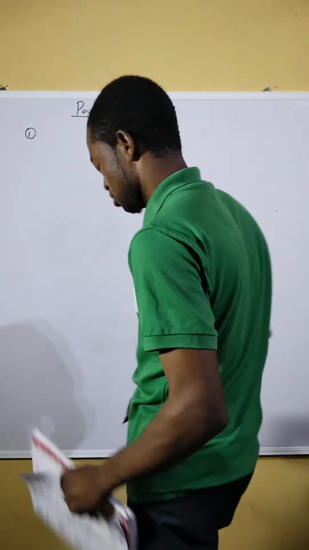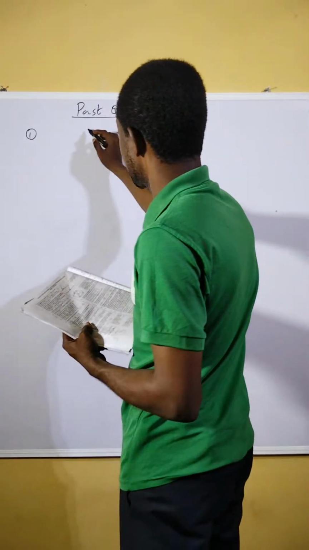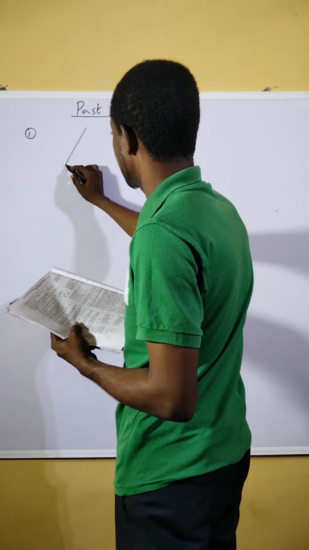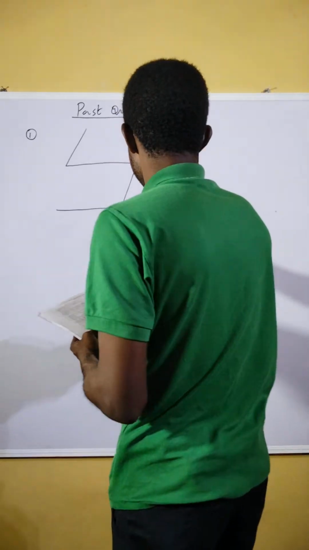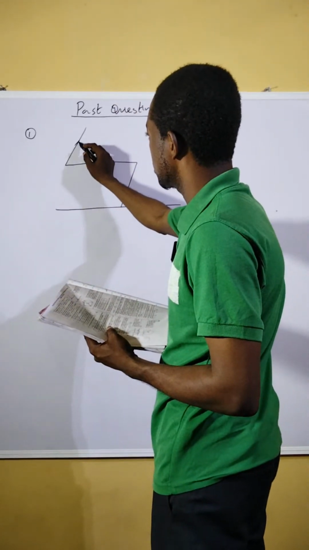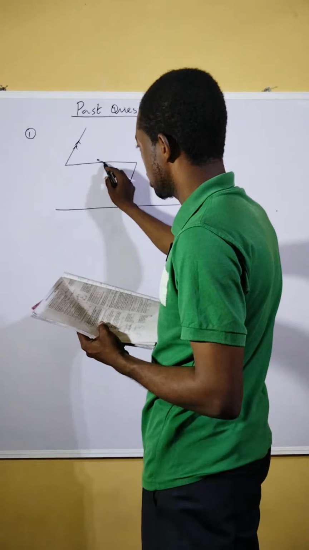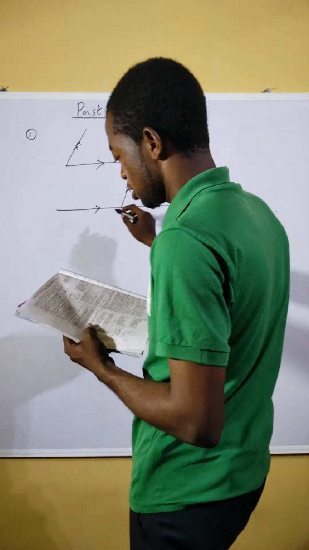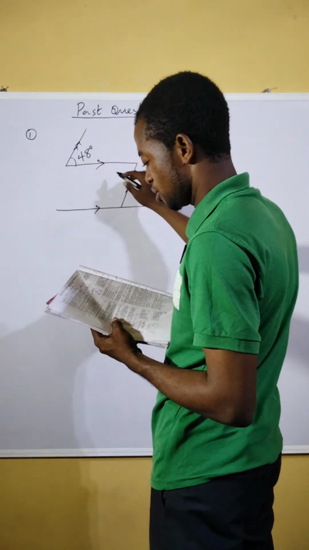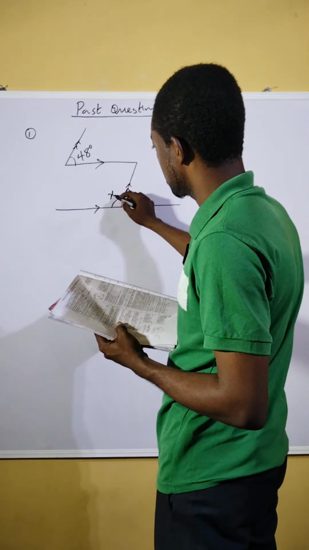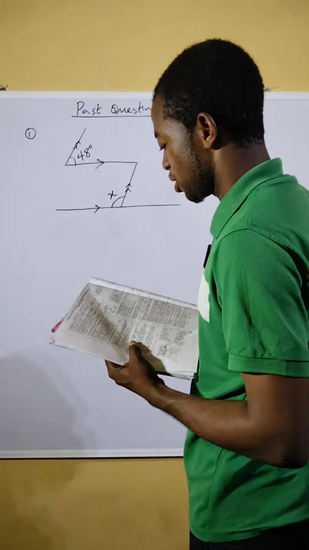Number one, for tonight, we have this shape from here. This line here is parallel to this line, and here this line is parallel to this line. Then this angle here is given as 48 degrees, and this as x. Then we have to find the value of angle x here. So find the value of x in this diagram.